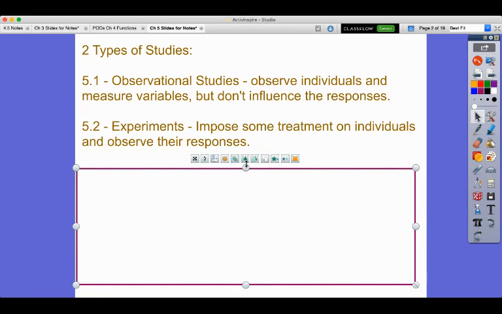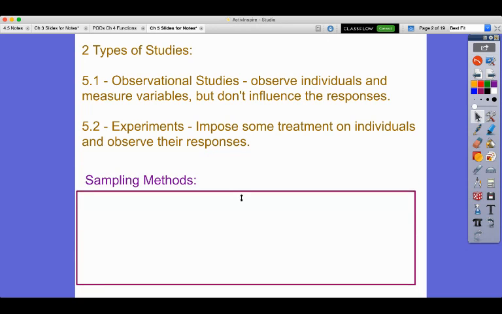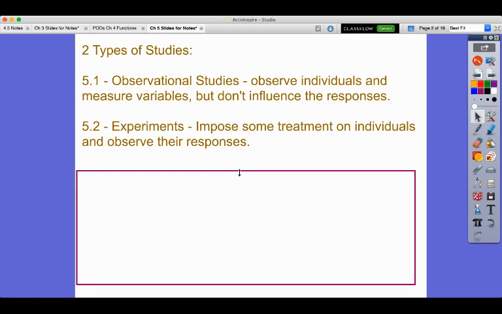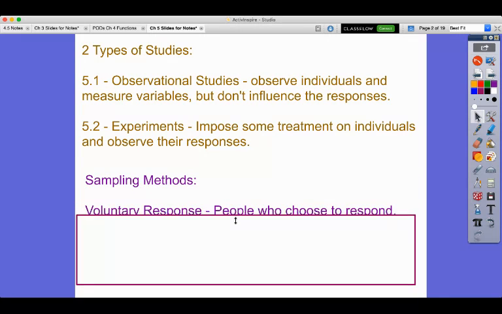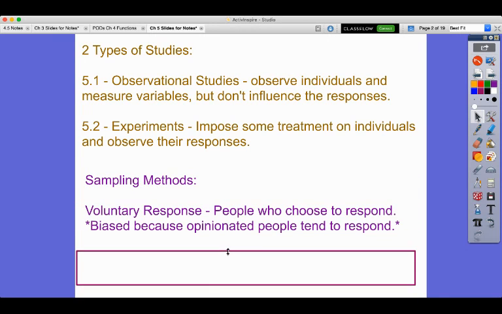And you're like, well, who cares and what's the difference? Well, in 5.1, we'll study observational studies where we are just observing. In 5.2, we impose treatments. And there are some sampling methods that we can talk about.